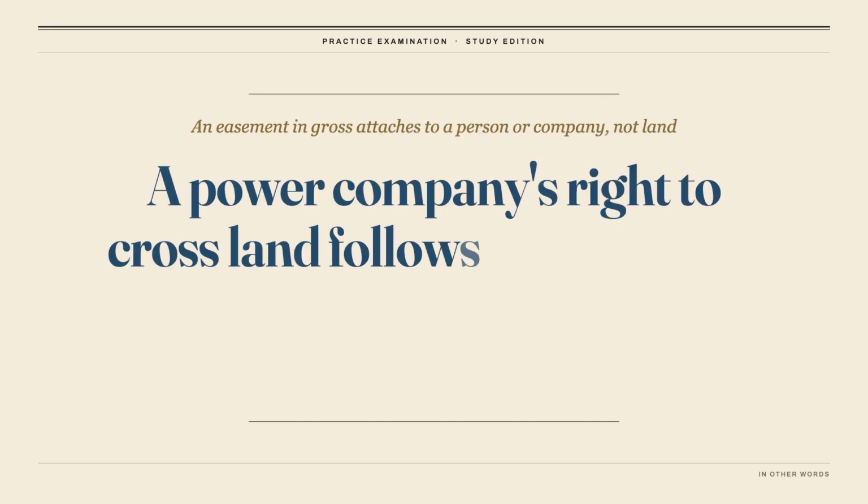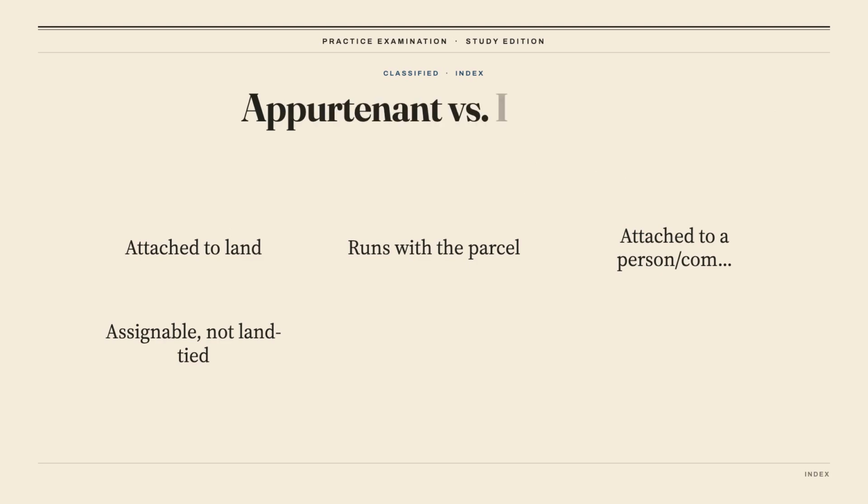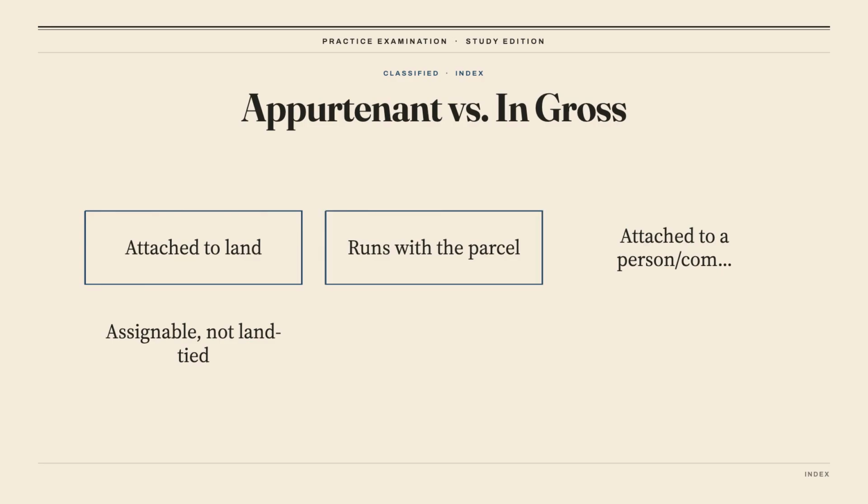An easement in gross is a right to use someone's land held by a person or entity in its own right. There's no dominant tenement. The benefit attaches to the utility itself, not to any nearby parcel it owns. An appurtenant easement, like a driveway crossing a neighbor's strip, runs automatically with the dominant land when it sells. A commercial easement in gross works differently.